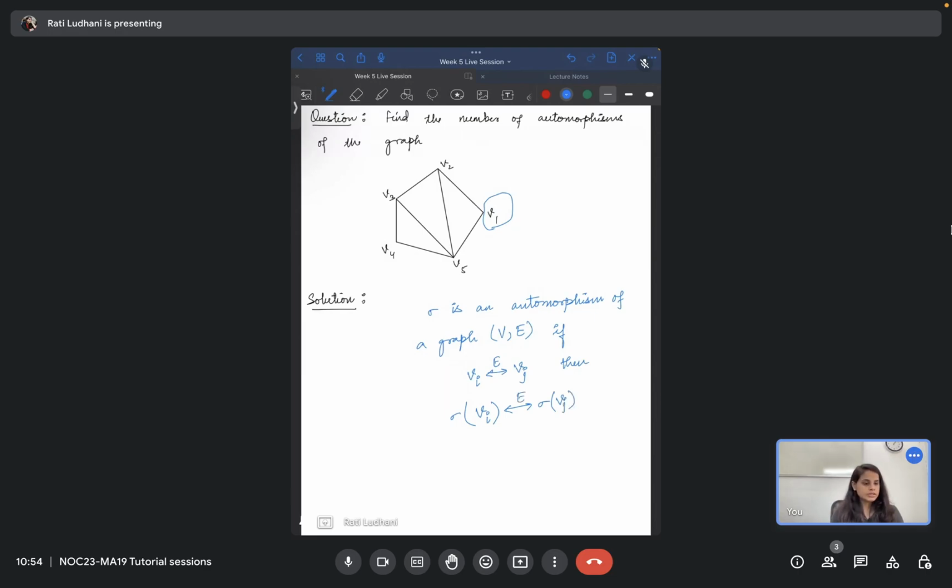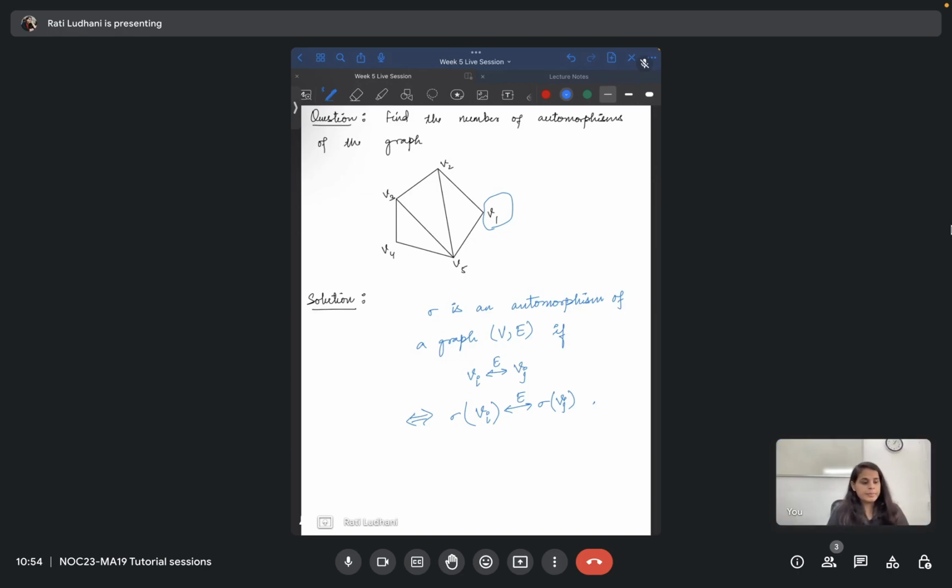So that is, if and only if. You can write it like this. Basically it is saying, if there is an edge between the two elements, then there should be an edge between their maps also, between their images also. Is that clear, the definition?